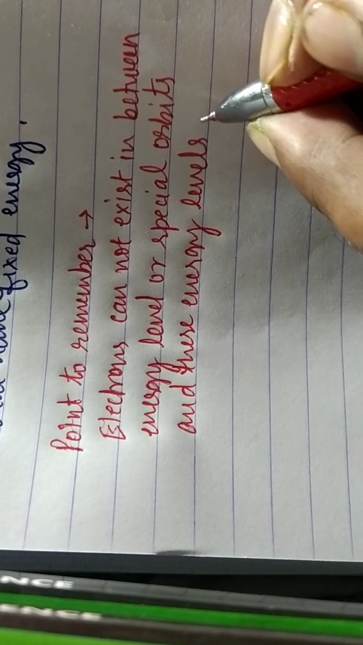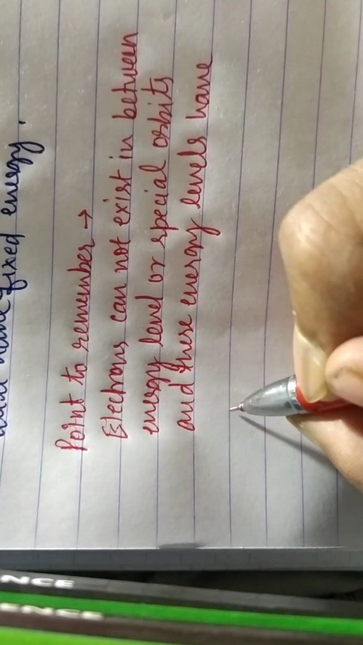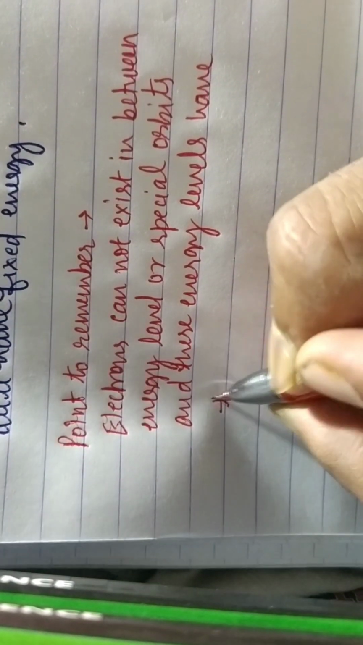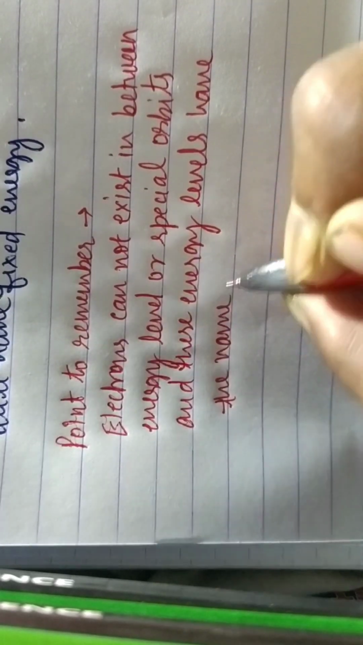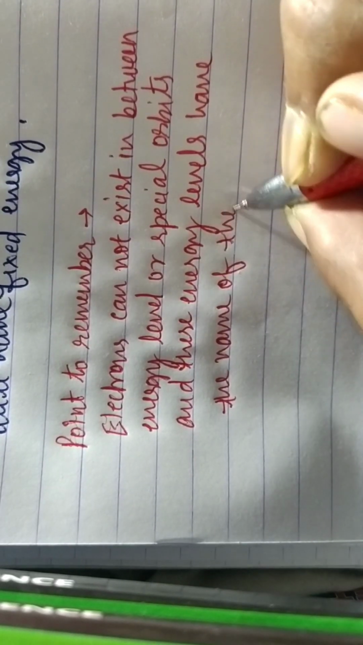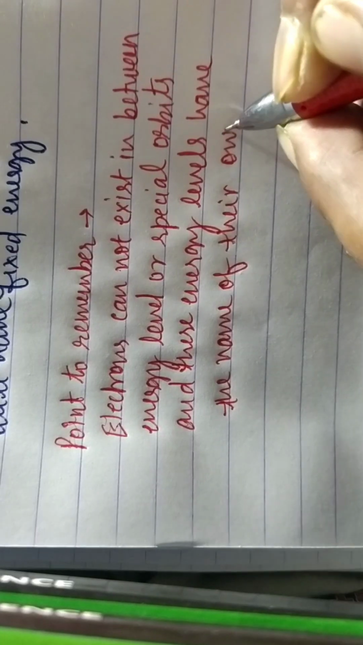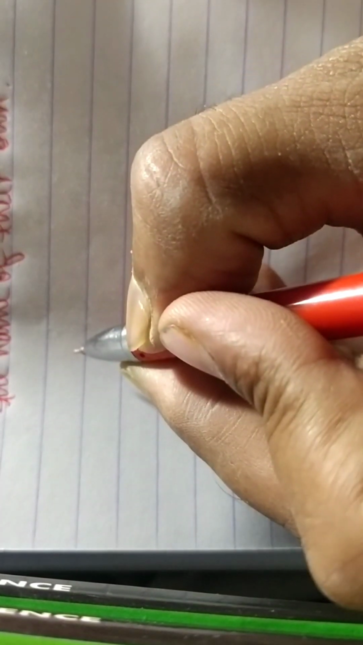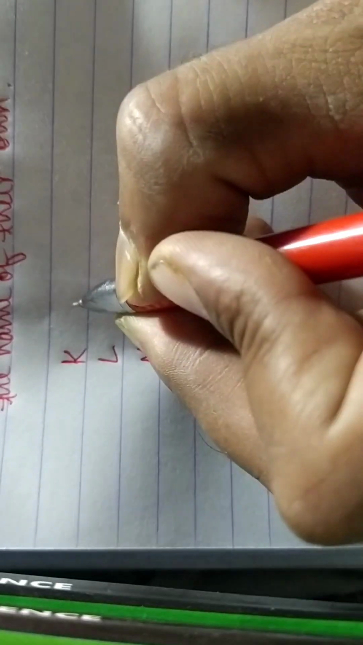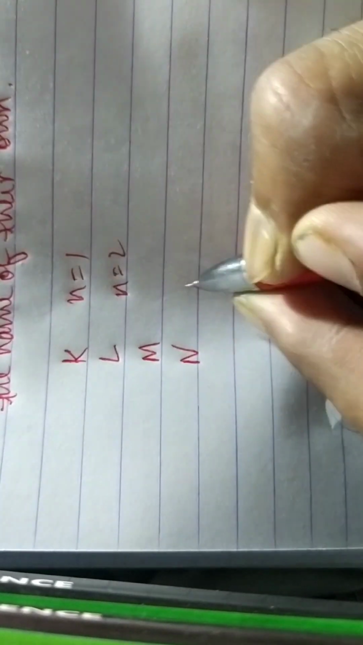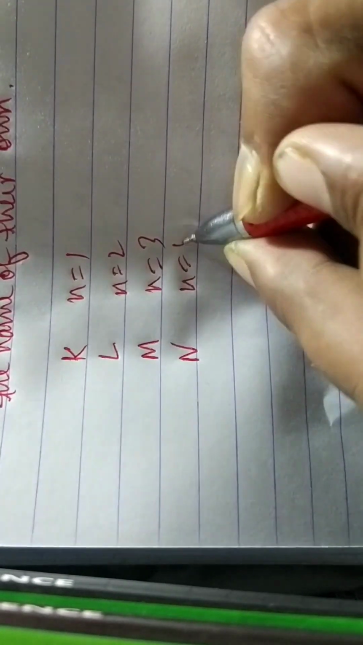These energy levels have the name of their own. Okay, first orbit is the KLMN. n is equals to 1, n is equals to 2, n is equals to 3, n is equals to 4.